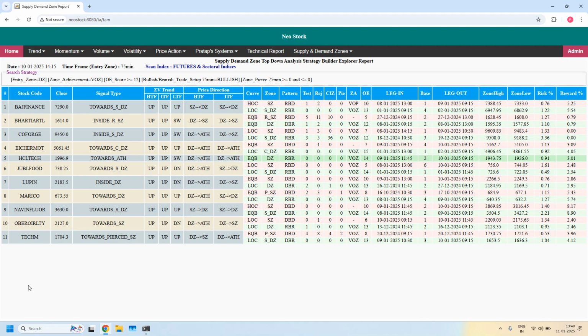All these 11 stocks are currently supporting a bullish trade setup for weekly income trade, and the entry time frame zone is the 75 minutes demand zone. All these demand zones are 75 minutes demand zones. Okay, some of these 75 minutes demand zones already have high probability based on high liquidity zones.